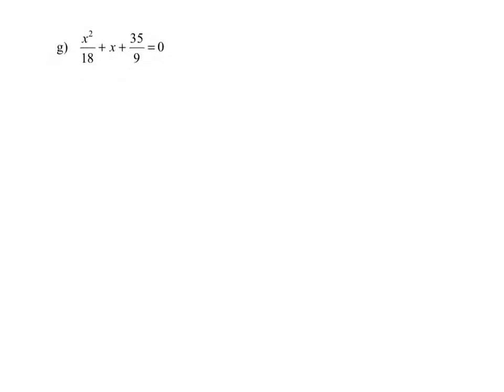In example G, we have x squared over 18 plus x plus 35 over 9 equals 0. This is a quadratic equation, and we can use the quadratic formula to solve. But to make it a little bit easier, since we have fractions in our problem, we can multiply both sides by the LCD to get rid of those fractions. So we can multiply both sides of this equation by 18, and when we distribute, that's going to eliminate those fractions. So 18 times x squared over 18, we get x squared, and then we distribute the 18 to the second term to get 18x, and then 18 times 35 over 9 is 70.